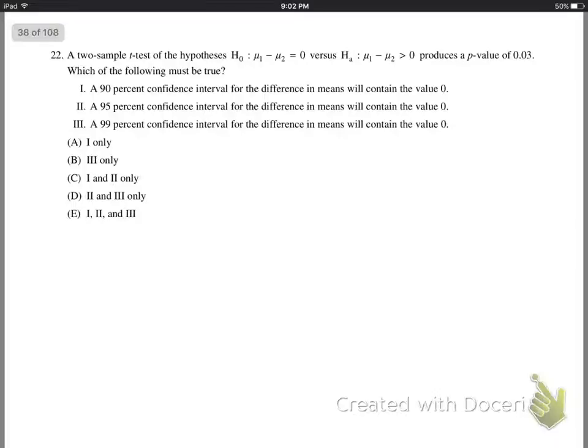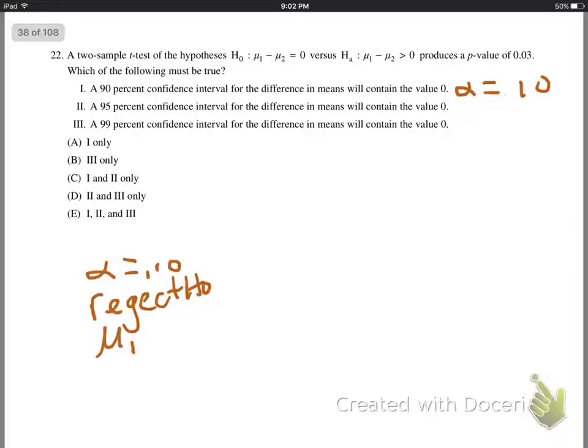Okay, so let's talk about this. If I have a 90% confidence interval, alpha is equal to 0.100. So if alpha is equal to 0.100, then we will reject H0. And if I reject H0, then I know that mu1 is greater than mu2. Okay, this does not contain 0.